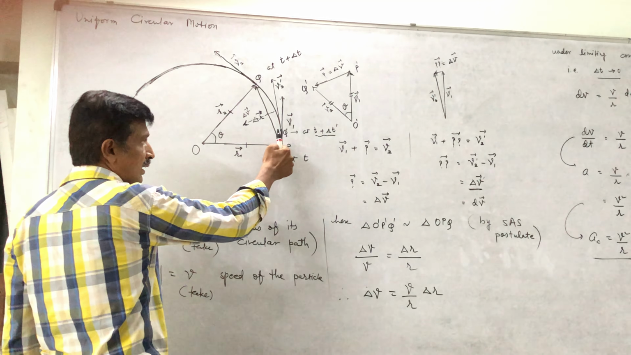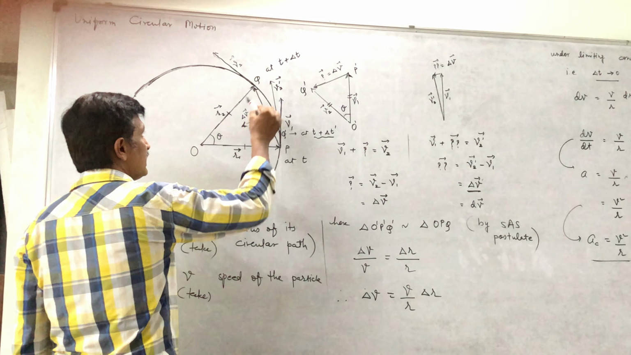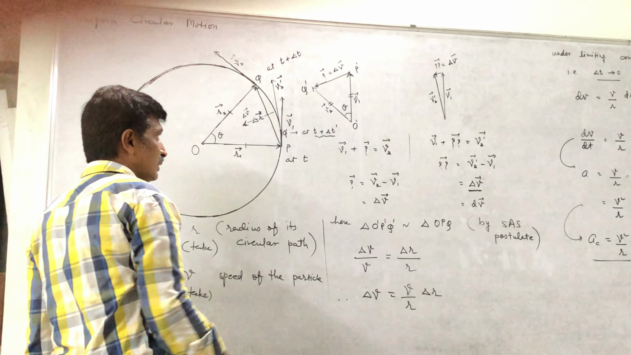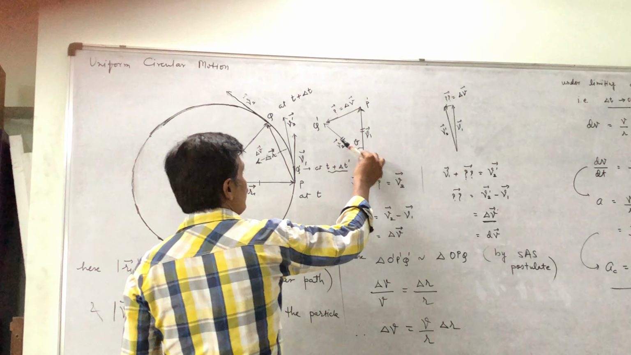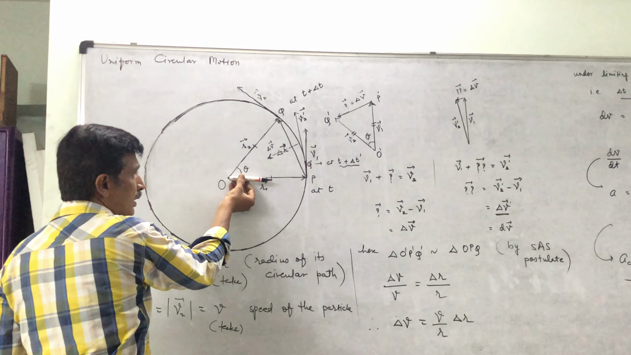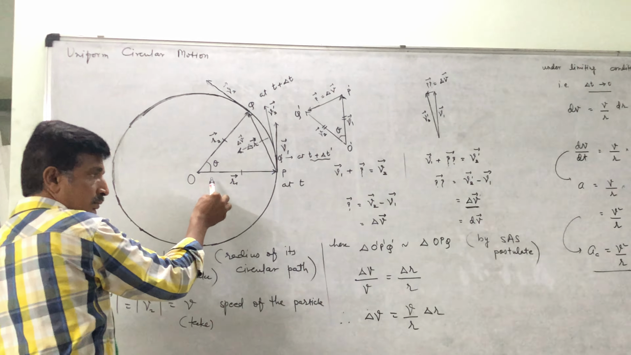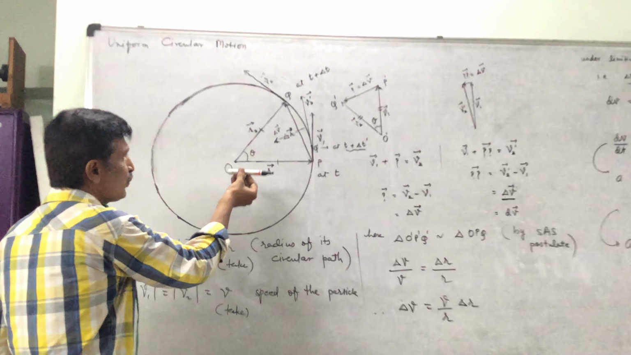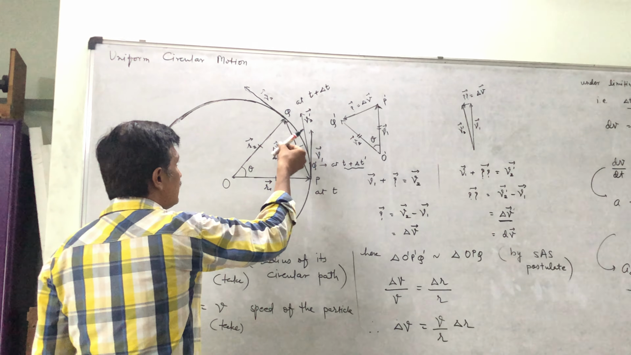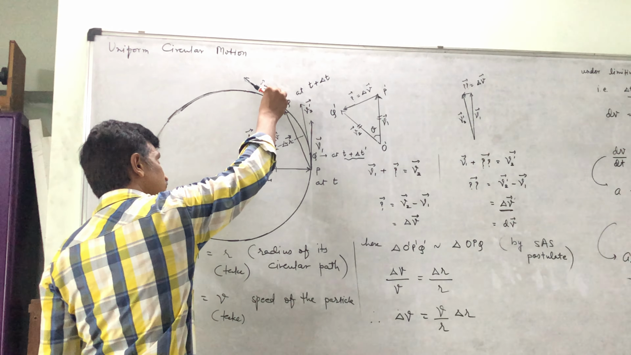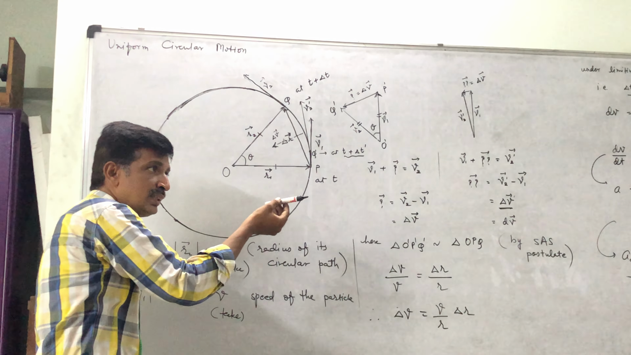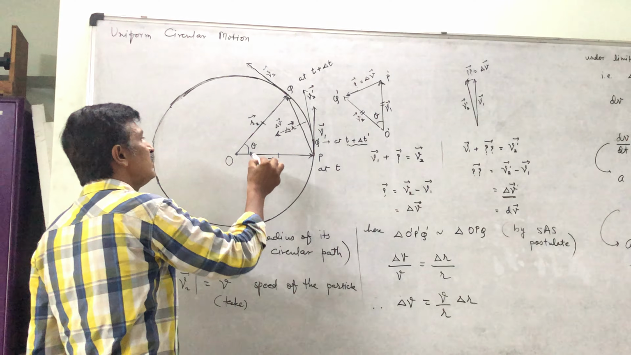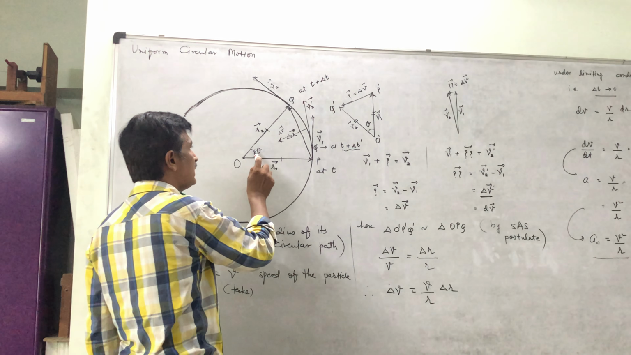When it is here, the velocity is in this direction. When it is here, velocity is in this direction. So for this, consider this triangle: V1, V2 and delta V. If the angle between R1 and R2 is theta, then the angle between V1 and V2 is also theta. Because R1 is rotated by 90 degrees, R2 is also rotated by 90 degrees. Both the vectors are rotated in the same sense, same direction, by the same angle. So the angle between them remains the same. So this one is theta, then this one is theta.